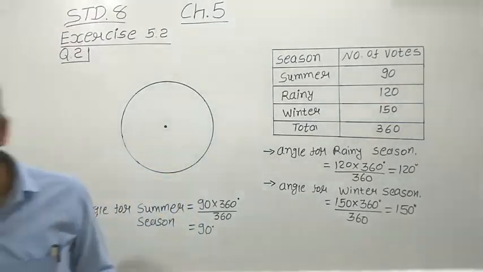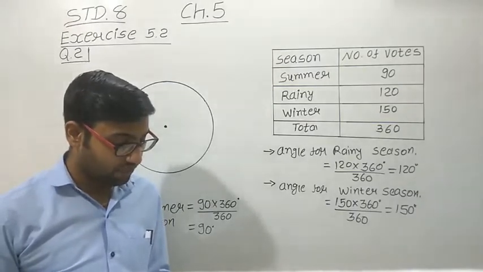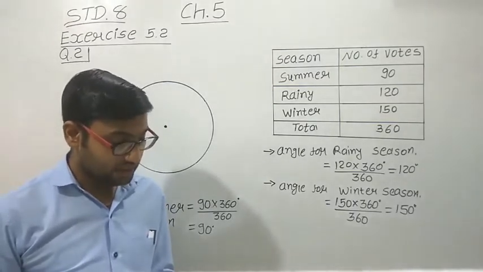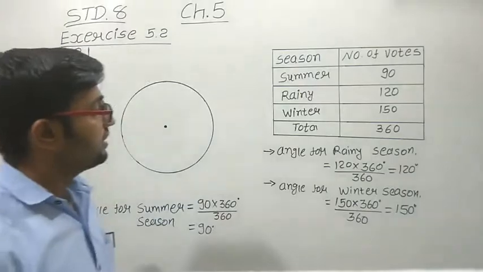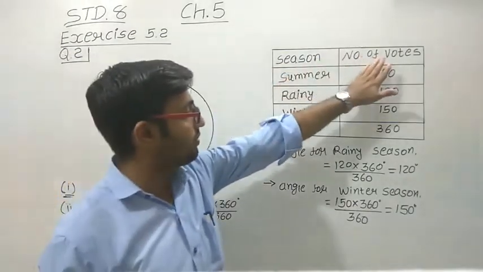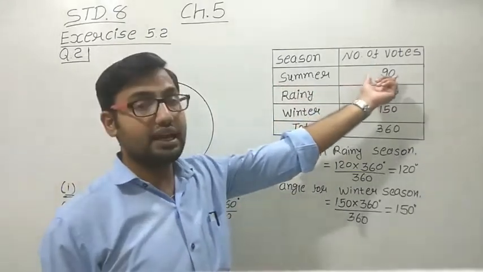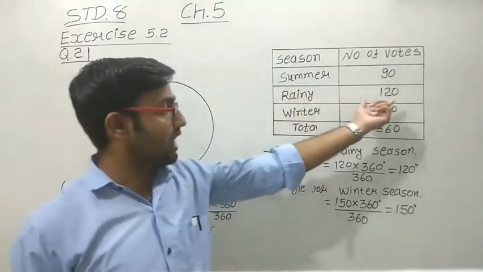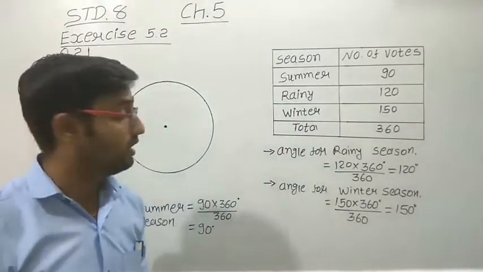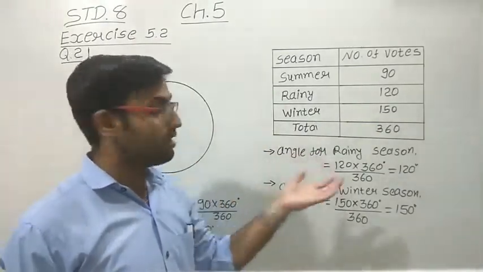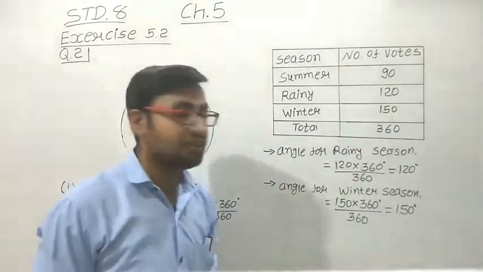So what is the question? A group of 360 people were asked to vote for their favorite season from the three seasons: rainy, winter and summer. Here we have the table where this column represents the season and this column represents the number of votes. The summer season was liked by 90 people, the rainy season by 120 people and the winter season by 150 people. So the total number of people surveyed is 360.